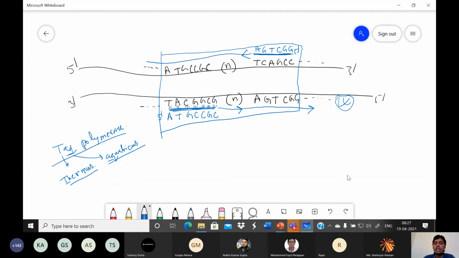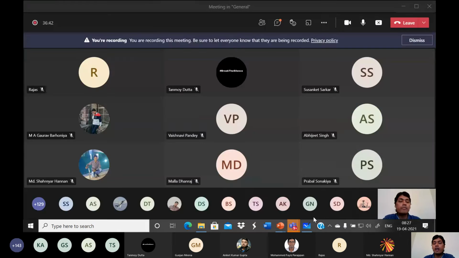What's the significance? Thermus aquaticus, this polymerase actually came from a bacteria. That bacteria normally stays in hot springs, almost boiling temperature water. You know that life exists almost everywhere on earth, even in hot springs, right? Very hot temperature, and there also you will find a lot of bacteria surviving. That means they have properties so that they can be okay at high temperature. So their polymerase is functional even at very high temperature, like 90 degrees, right?